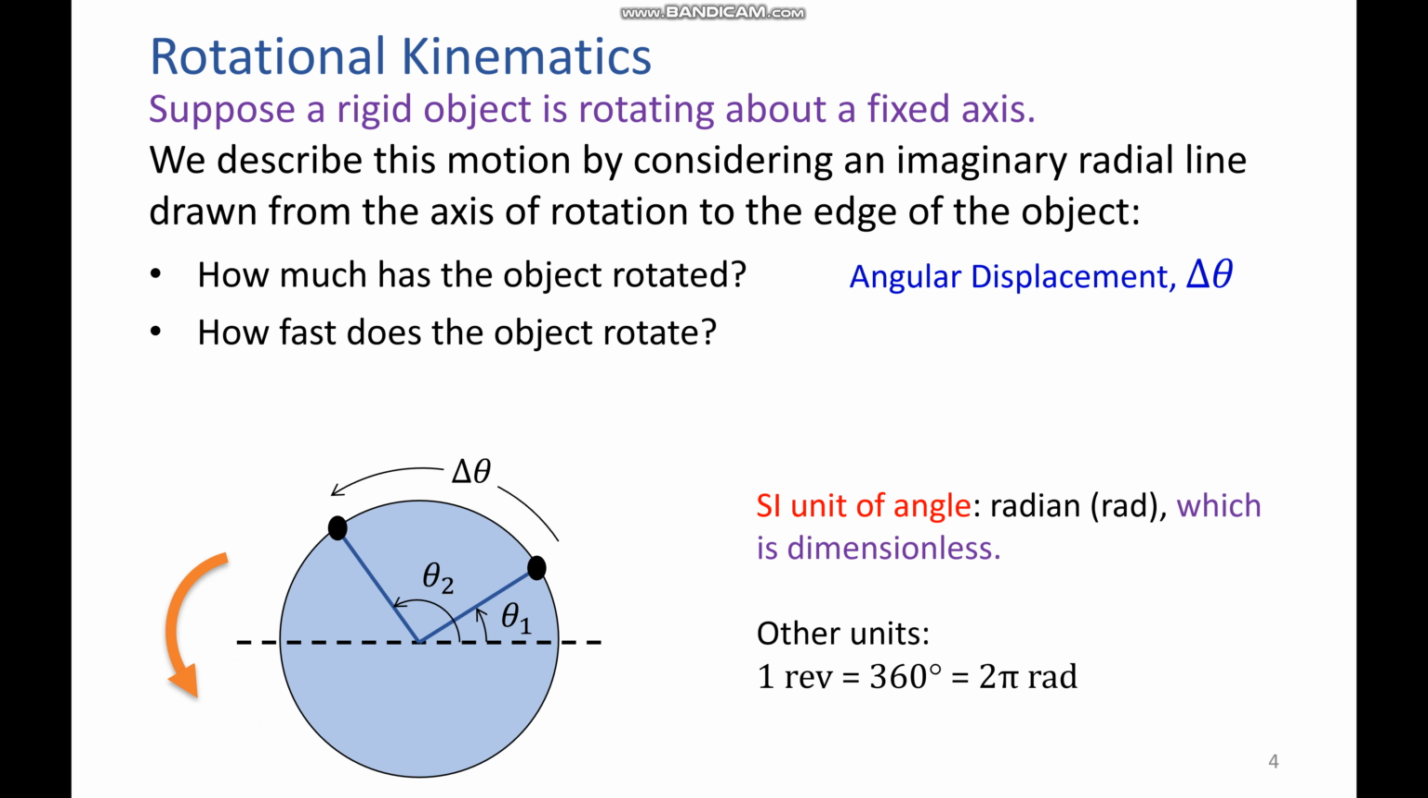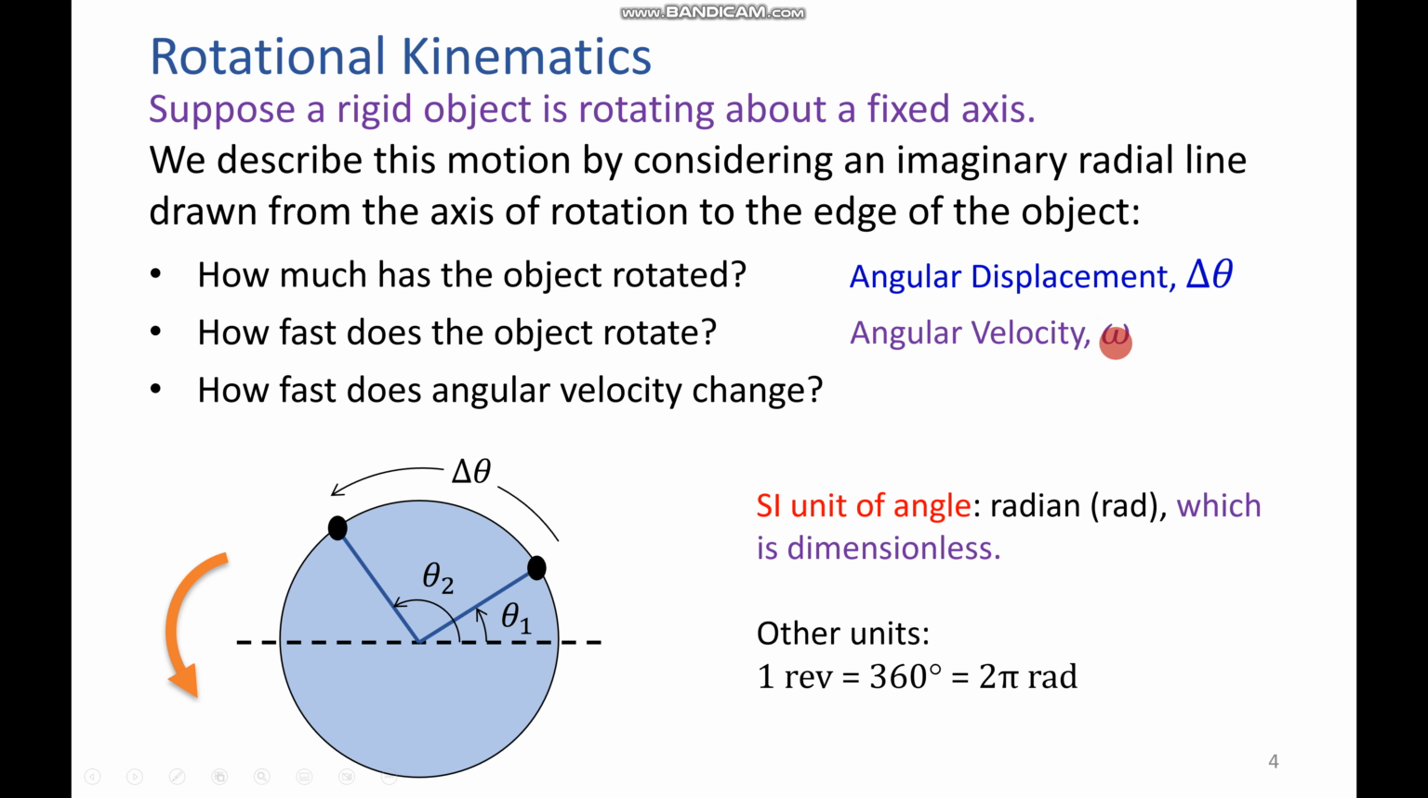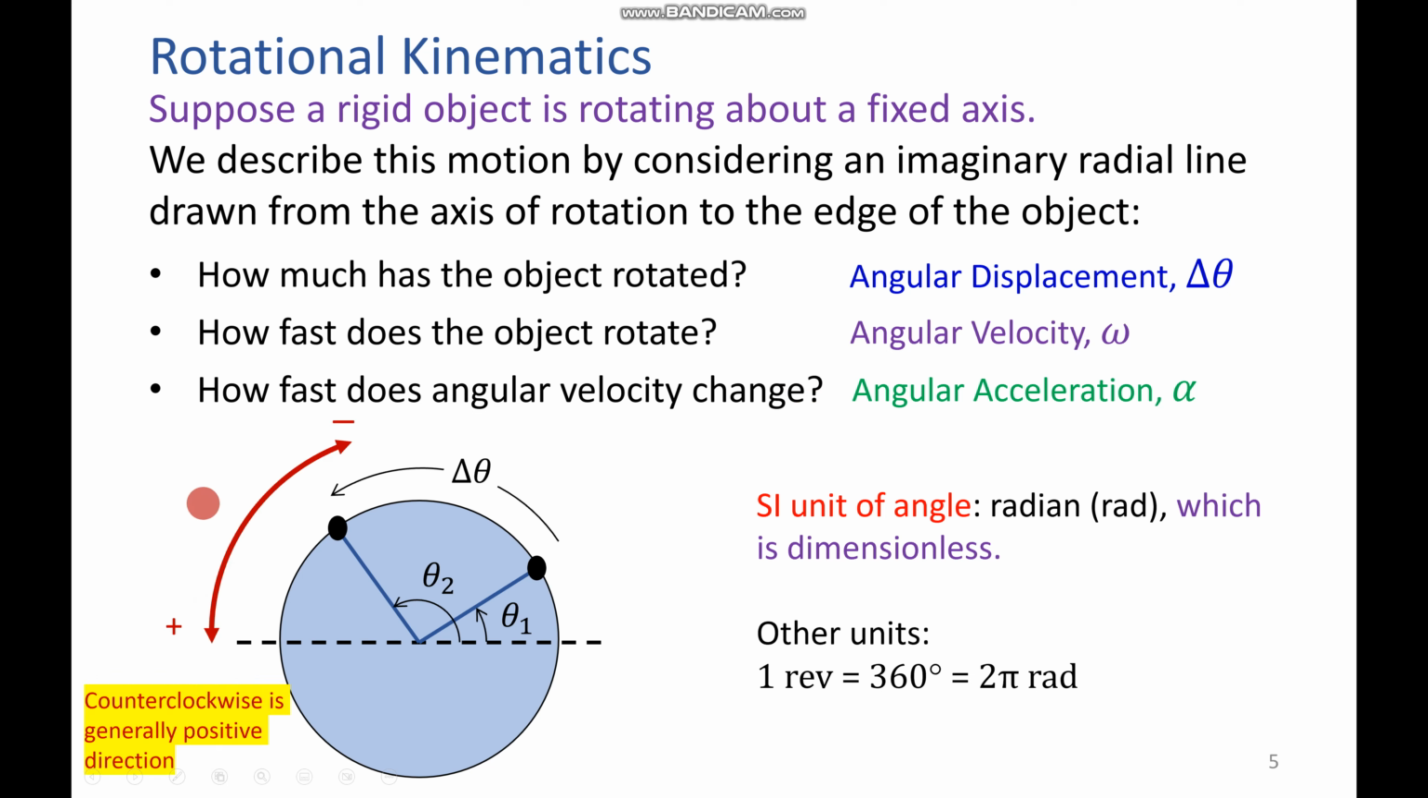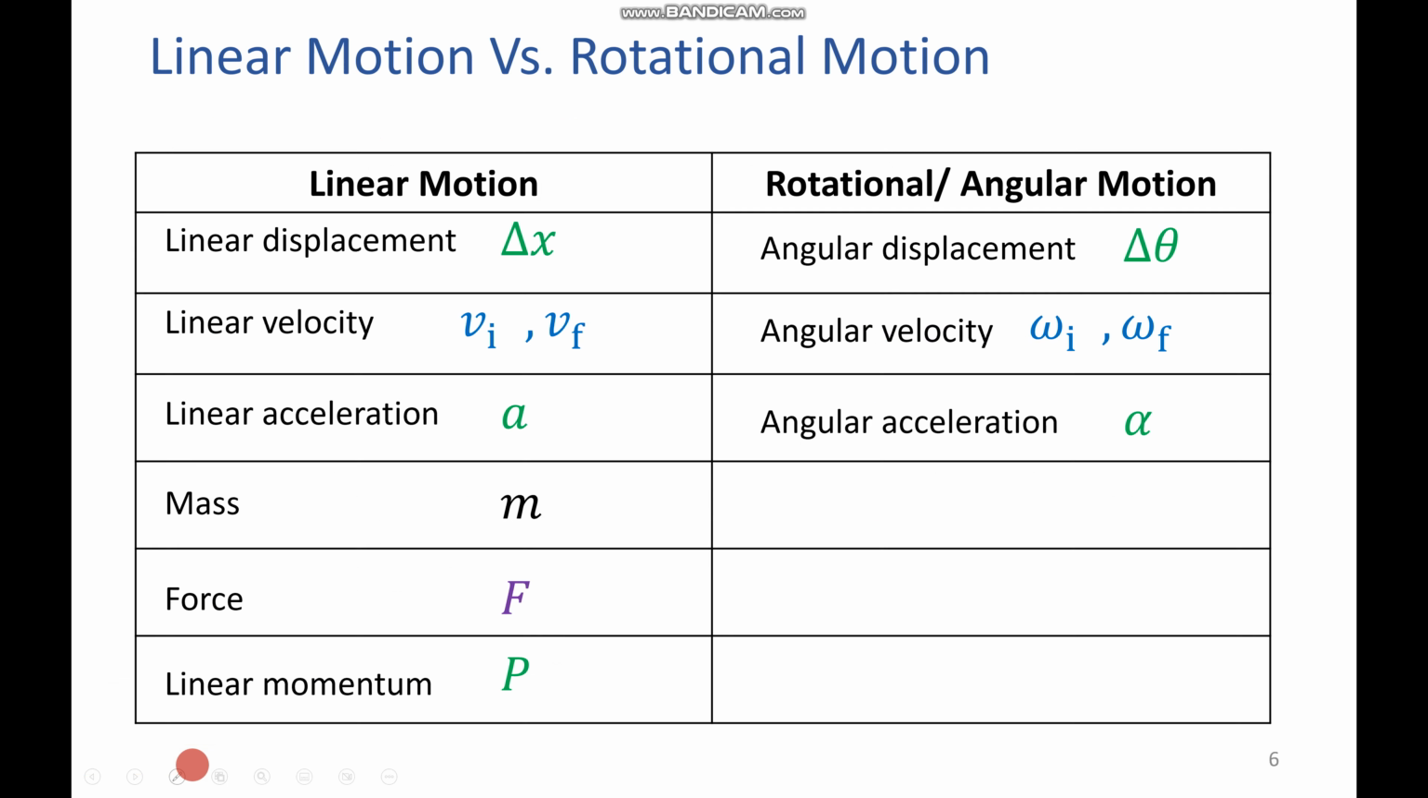If you want to know how fast your object has been rotating, we're going to use something called angular velocity, represented with this lowercase omega. And if you would like to know how fast your angular velocity is changing, you're going to be using angular acceleration, which you might see with different variables, but here we would be using alpha. So just like before, position, velocity, acceleration, same thing, just now in rotational kinematics. And something we always want to consider when drawing any sort of diagram like that is our positive and negative directions. Generally, counterclockwise is going to be your positive direction.